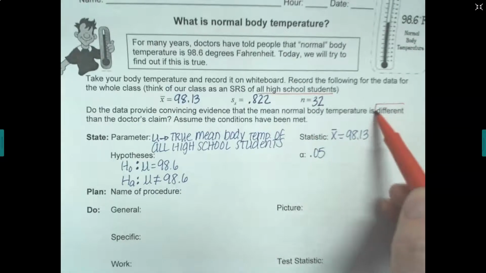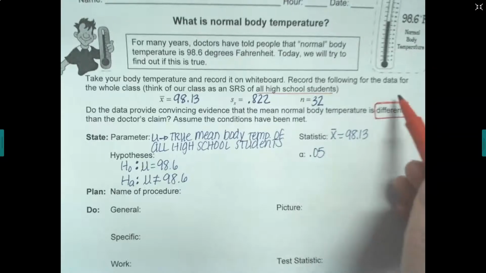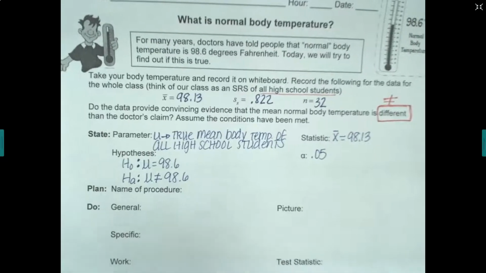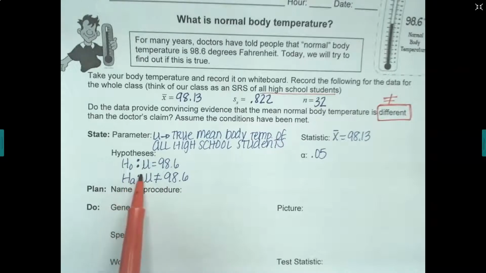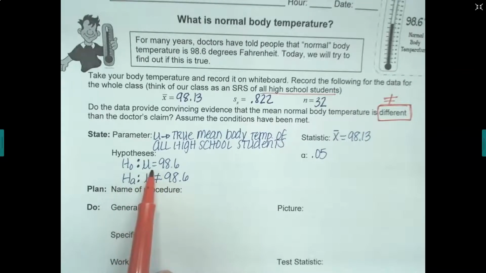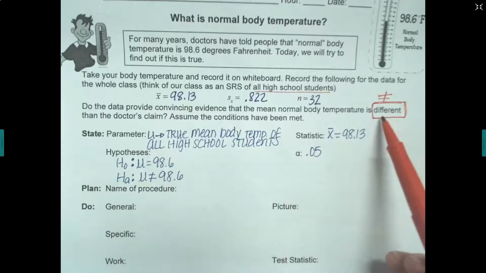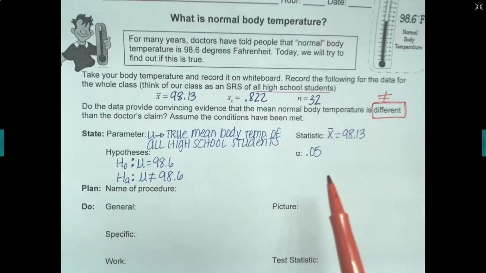Now, for our hypotheses, it says, do the data provide convincing evidence that the mean normal body temperature is different? That word different, that's not less than or greater than. That means not equal to. So our alternative is not equal to. The mu of our null hypothesis is the doctor's claim, 98.6. Our data suggests something different, but they don't care about direction. They just want to know about different than. So we have not equal to 98.6. It doesn't say anywhere what alpha level we should use, so we're going to choose 0.05 because that's the most common one to use.